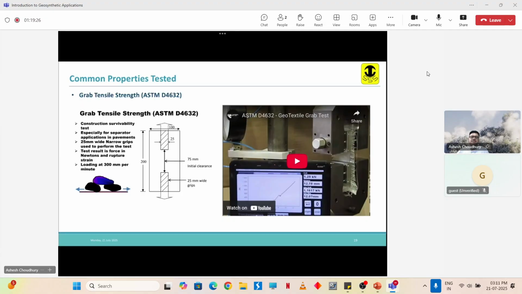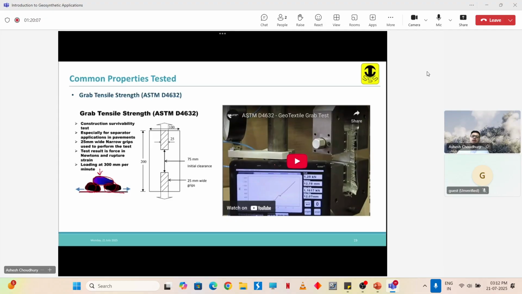Then we have the grab tensile strength test. This test is used to measure a type of tensile strength known as the grab tensile strength. This is measured by ASTM D4632. Say you are placing a geotextile here, and you have some boulders like this. Now if you apply load here, what will happen? These two boulders will be pulling the geotextile apart. In order to simulate this scenario, we do this grab tensile strength test.